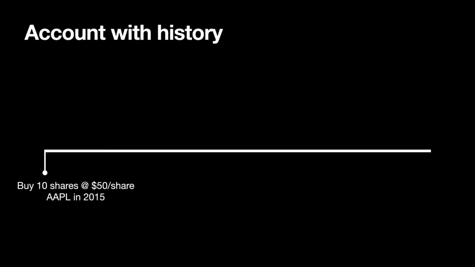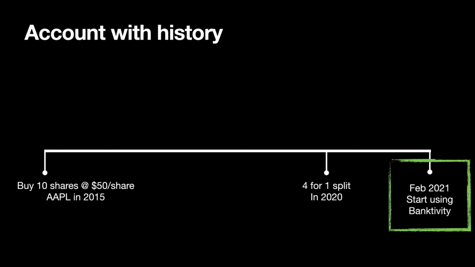So let's go through a little example here. Let's say that back in 2015, you opened an account and you bought 10 shares of Apple at $50 a share. Then in 2020, there was a 4-for-1 split. And now it's February 2021, and you're just starting to track this account in Banktivity. What do we do here?